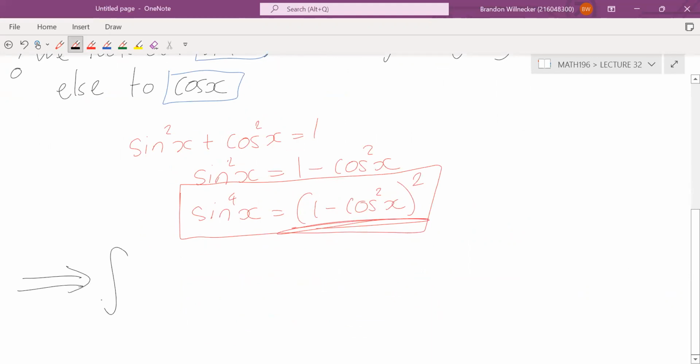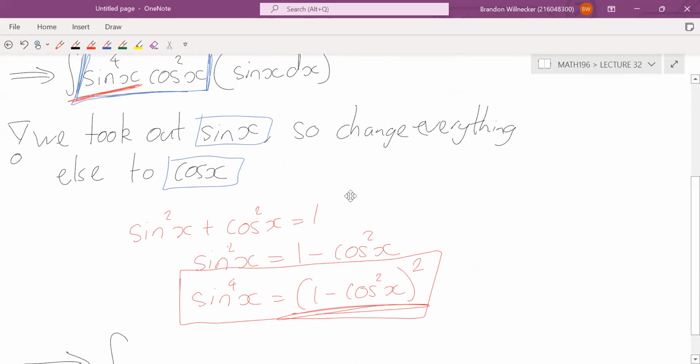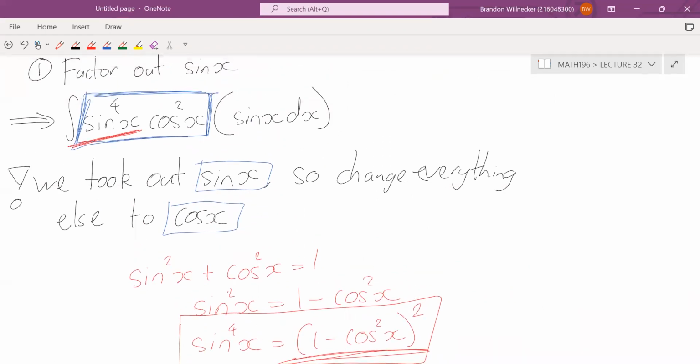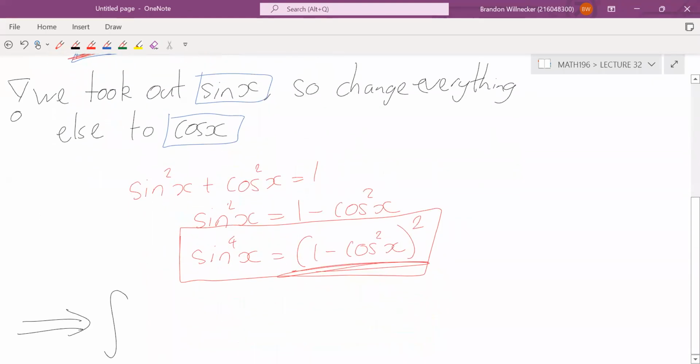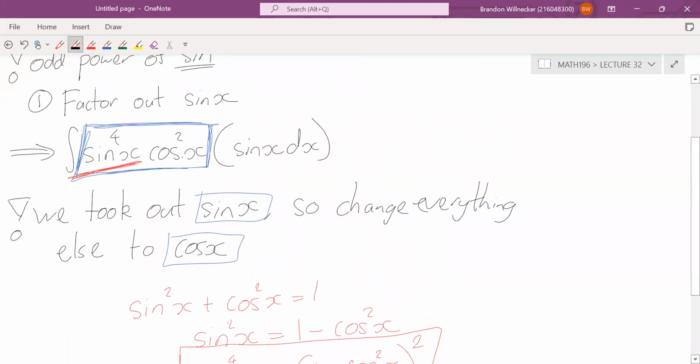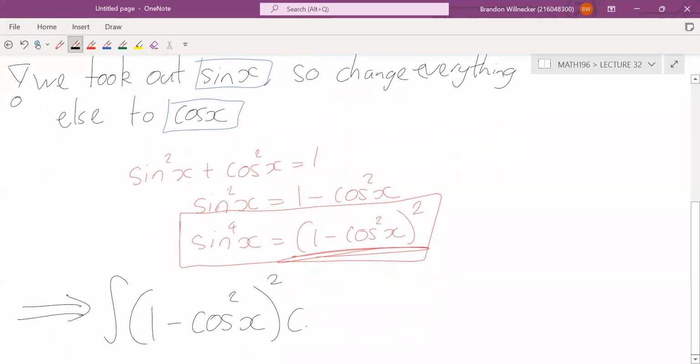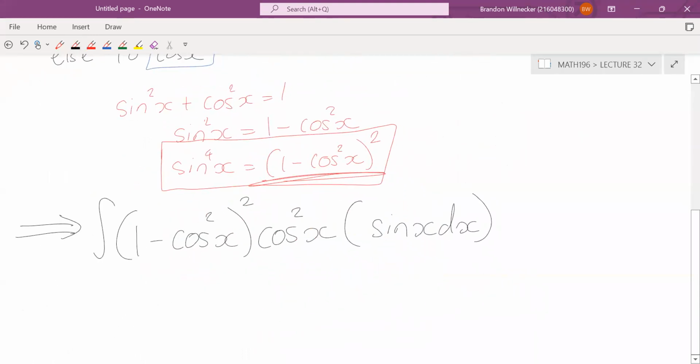So we have the integral. Please stop me whenever you're lost on the steps here. Okay, so I don't want to get too far with everyone being confused. So sine to the 4x, we replace with the cos equivalent over here. So that's going to be 1 minus cos squared x, squared. And remember, we still had that cos squared x on the side, and this sine x dx on the outside. That's done. Now, we changed everything to cos. So that tells us what the u-substitution needs to be.